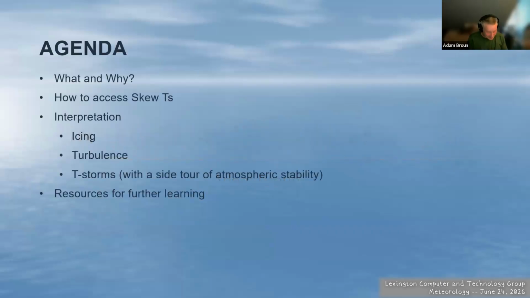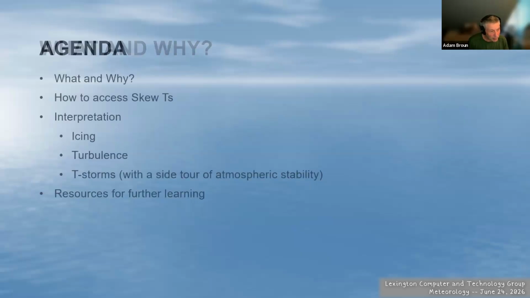Okay, so what are we going to talk about today? What is a SKEW-T and why? How can you generate them for yourself or find out both what's happening currently and what will happen in the future according to computer models? How do you interpret these things, which is the important stuff? And then where can you learn more if I haven't bored you to death with this presentation?